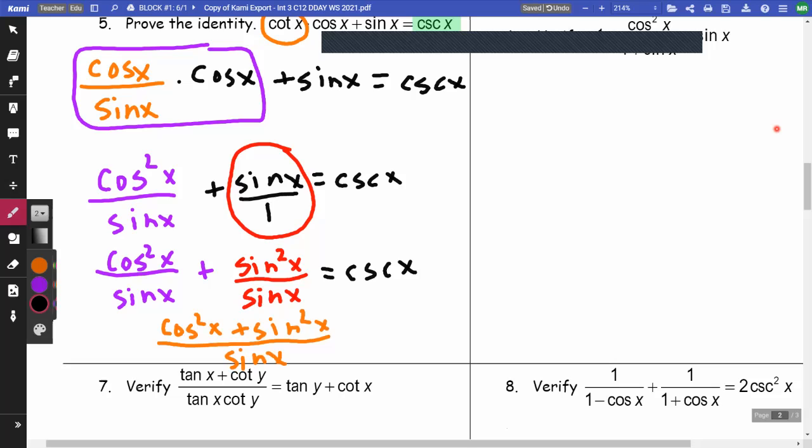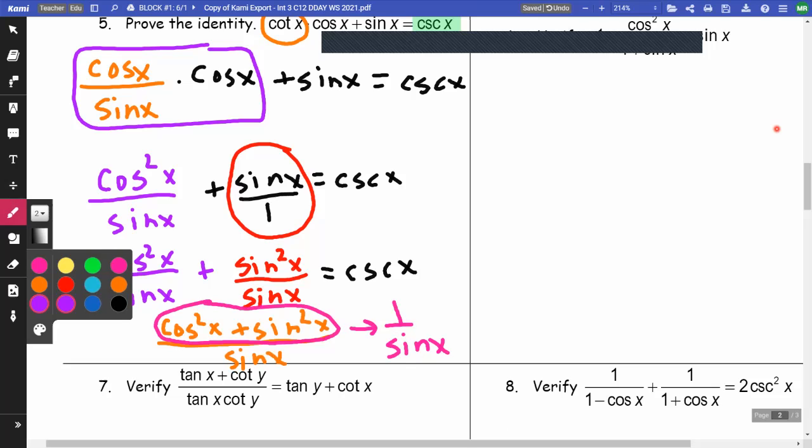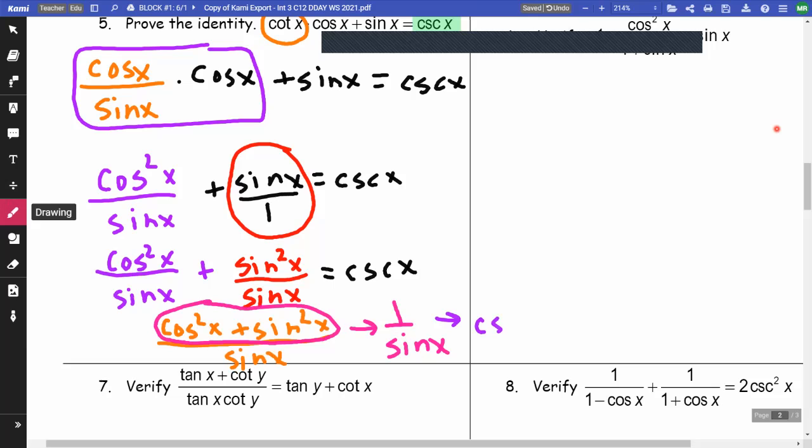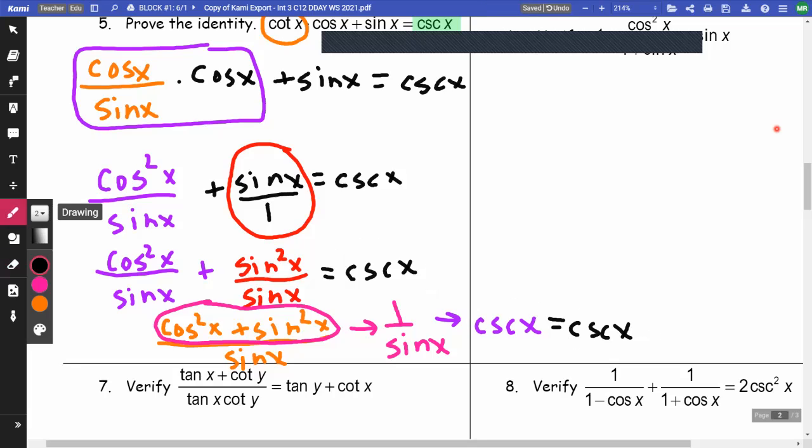And remember this right here, this is really a 1. So that's going to be 1 over sine x. And that is going to be a cosecant x. So I get cosecant x equals cosecant x. So remember, I was trying to get cosecant x. And so I got that on both sides. Okay.